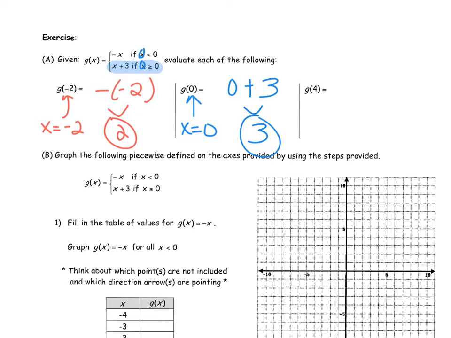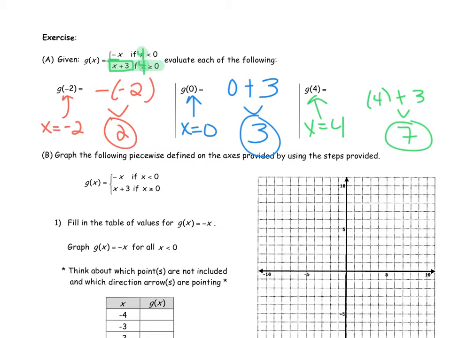All right, and then last one, we have g of 4, where x is now equal to 4. Okay, and we just got to check. Are we plugging in that x equaling 4? Let's see, is 4 less than 0 or is 4 greater than or equal to 0? 4 is greater than or equal to 0, so we're looking at the bottom line. I'm looking right here. So we're just going to plug in 4 plus 3, which is 7.